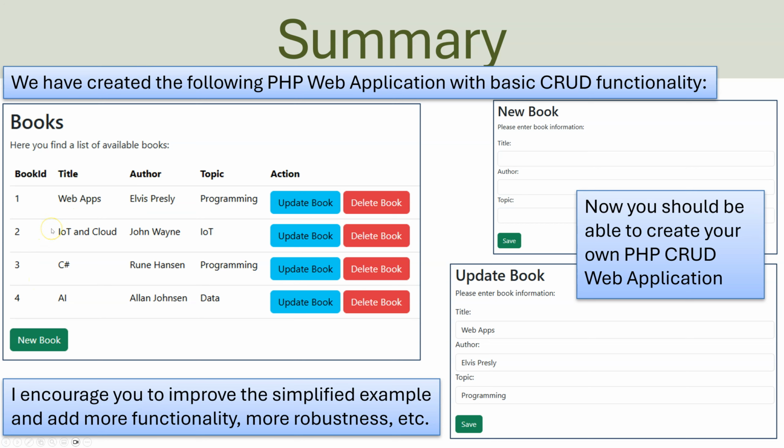If you want to update information, we can click on this update book button. And then this new web page pops up where we can edit or change the title, author or topic for one of the selected books. And then we click save here. That updated information will be updated to the database and presented here in the updated list of available books.